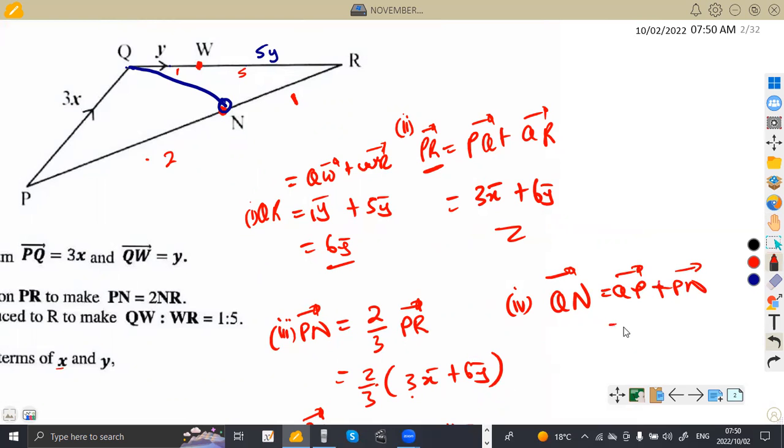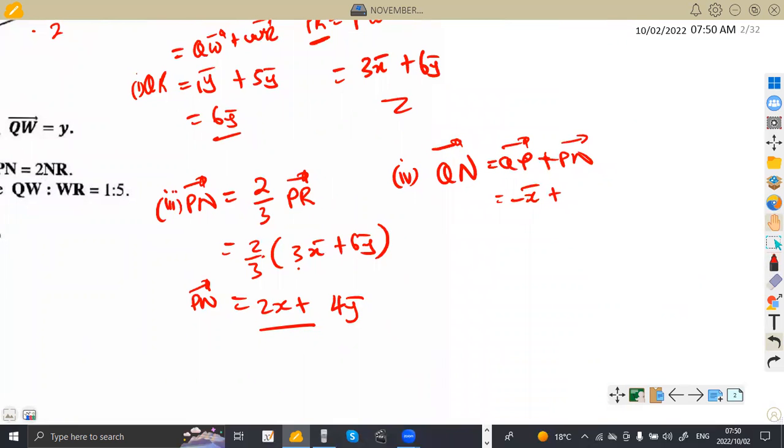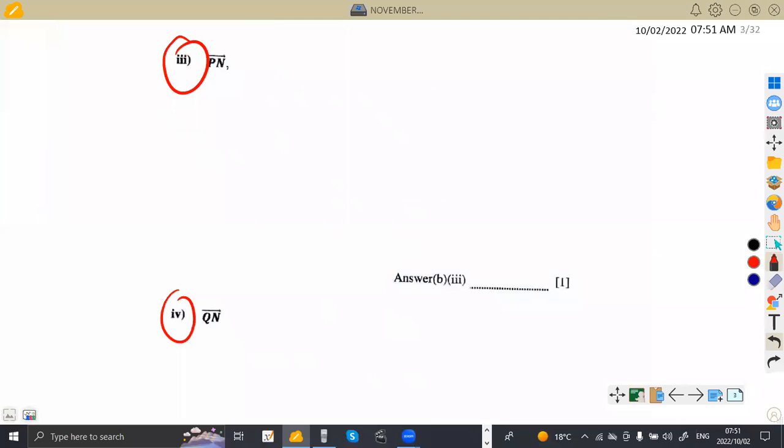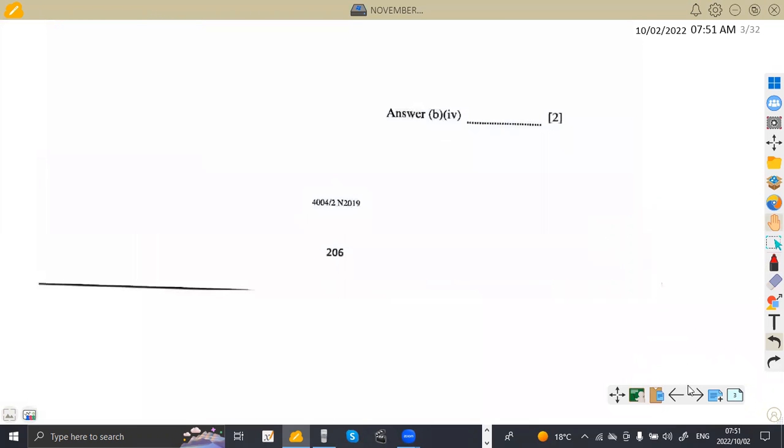From Q to P, we are opposing the arrow. We're going this way, so it's going to be negative x plus PN. The PN is the one that we got here, so we're going to add this one. Remember, your PN is 2x plus 4y. So we've got negative 1 plus 2, which is 1x. So it's just x plus 4y. So this is our vector QN. That was part of the question, and that was the end of it.